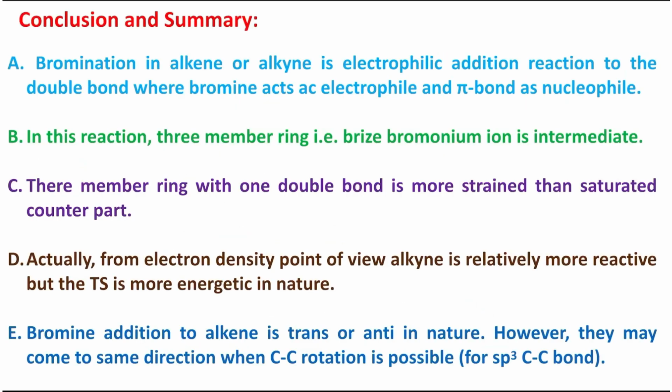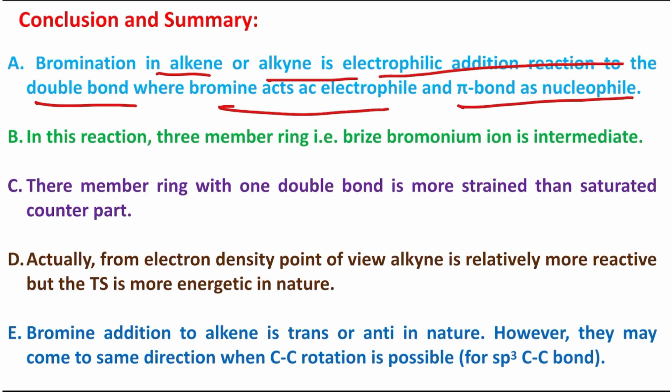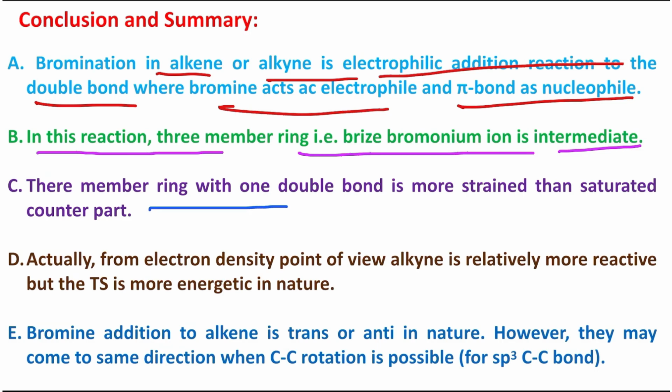Now, so in conclusion, what you have learned today, that bromination of alkene or alkyne is an electrophilic addition reaction to the double bond or pi bond, where bromine acts as electrophile and pi bond acts as the nucleophile. Now in this reaction, a 3-member ring, that is bridge bromonium ion, is produced as intermediate, and this 3-member ring with 1 double bond is more strained than the saturated counterpart. I mean here indicating that the bridge bromonium ion produced from the bromination of alkyne is more strained compared to alkene.